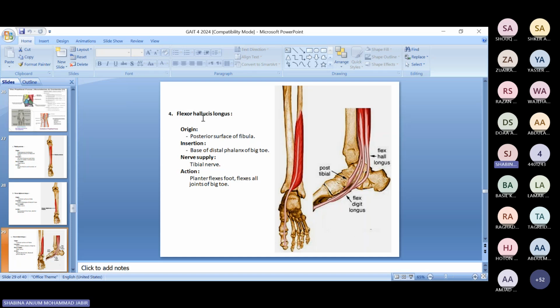We have flexor hallucis longus now. This is also a muscle of the posterior compartment, coming from the fibula. Its insertion, as the name hallucis suggests, is over the distal phalanx, the last phalanx of the big toe. So it is going to do plantar flexion at all the small joints as well as the ankle joint.